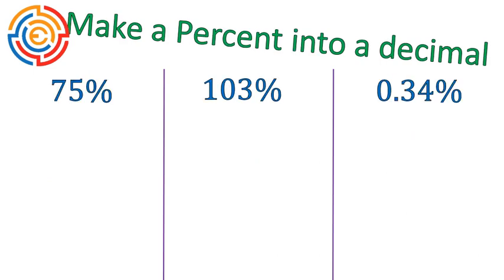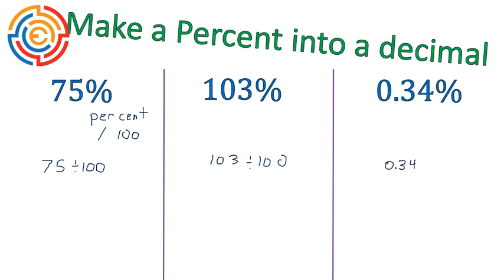Now we're going to make percents into a decimal. A percent means out of 100 or divided by 100. So all we need to do for these ones is 75 divided by 100, 103 divided by 100, and 0.34 divided by 100. That will get us our new percent into a decimal.